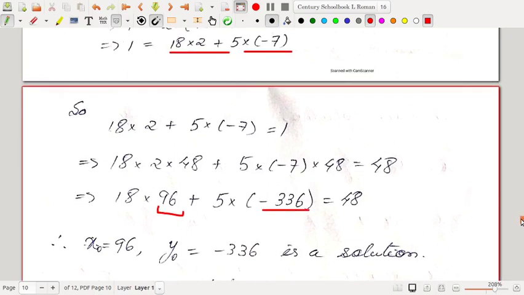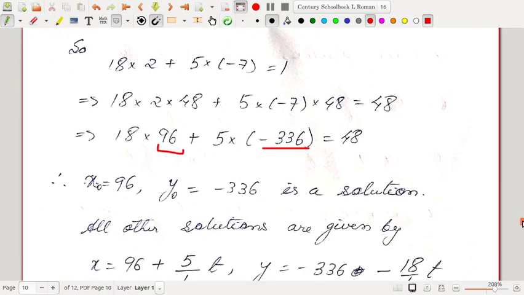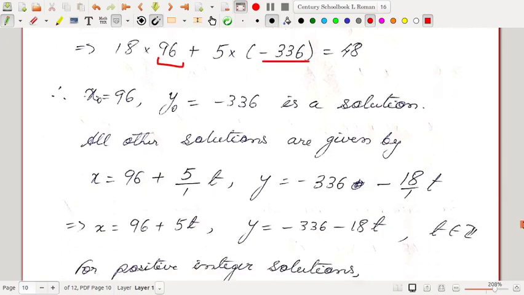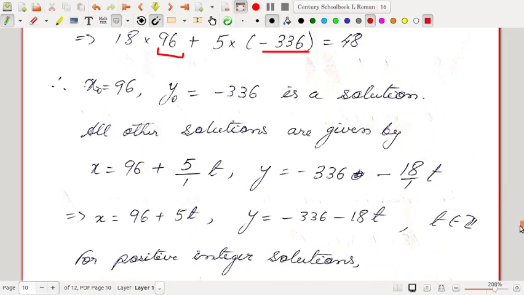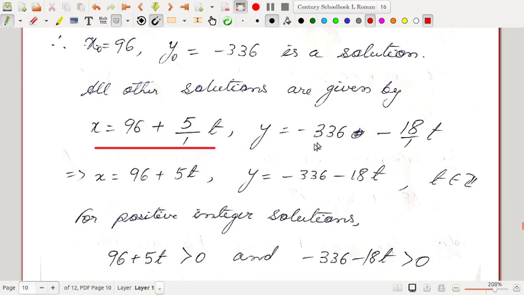Now from here you can easily understand that the trial and error method doesn't work. It's very difficult to get by trial that x is 96 and y is minus 336 will satisfy this. So you have to know the Euclidean algorithm. So x naught is 96 and y naught is minus 336 is a solution. All other solutions are given by what? 96 plus 5 by 1 into t, minus 336 minus 18 by 1 into t.